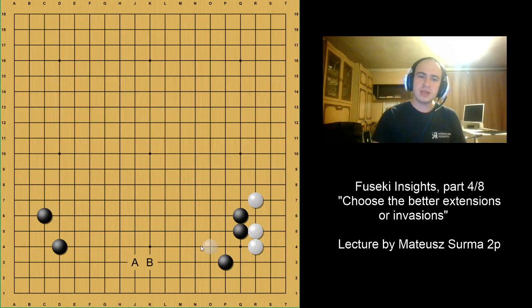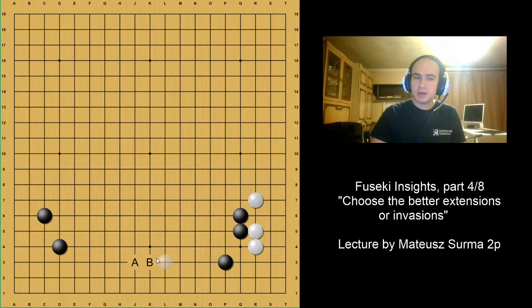So he is thinking between A or B. Both moves are some invasion, and after both moves it's actually possible to make a two-space extension on any side. Like after white plays here, it doesn't matter if black plays from this side, white is able to make a two-space extension. In case black plays from the other side, white is able to make this two-space extension.